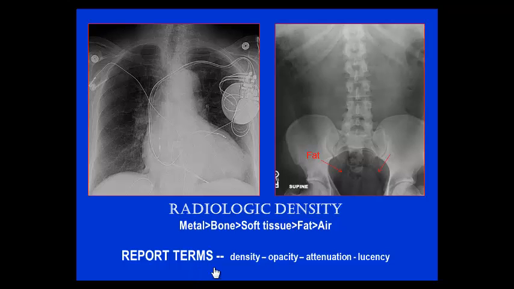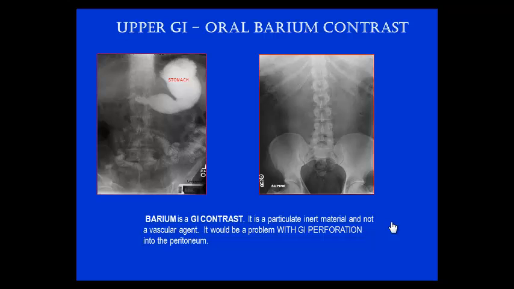So the terms that we're going to see in reports, we're going to talk about relative density, how dense something is, and we might use terms like opacity or attenuation, how much something blocks the X-ray. And if it has less attenuation or less blocking of the X-ray, we may use a term like lucency or relative lucency. So if we continue and look at our abdomen X-ray here, we know there are organs and structures in there. We can't see them very well, but we can give a patient something called contrast.